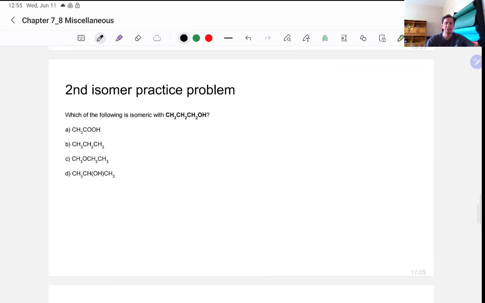Okay, so here's the second type of practice problem that you could have with isomers. Which of the following is an isomer or isomeric with CH3, CH2, CH2OH? Okay, so then we can just say, okay, what's the formula? Carbons 1, 2, 3. Okay, so C3, hydrogens 3, 5, 7, 8, C3H8, and then 1 oxygen. Okay, so which of these matches that? Well, in the first one, not enough carbons. Second one, there's no oxygens.